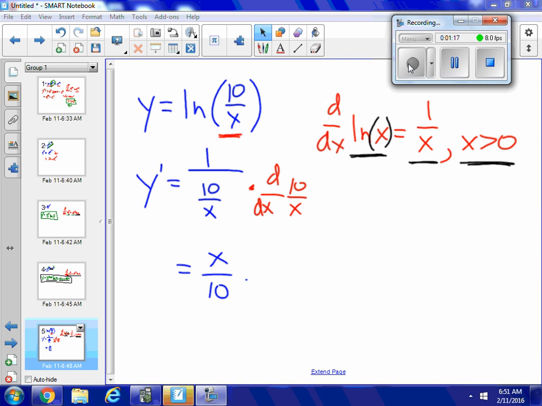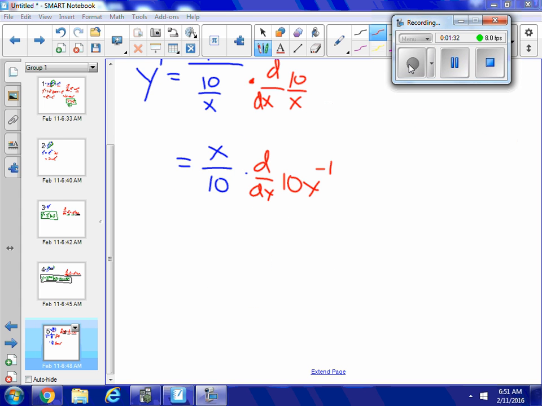Now, what's the derivative of 10 over x? Well, I could go ahead and try the quotient rule, but I'm just going to change it to the derivative of 10x to the minus 1. I think that's a little bit easier to work with. So I have x divided by 10, that's this piece right there. And the derivative of this, I'm going to use the power rule. I would have negative 1 times 10, so I'm going to carry the 10 through the derivative, x to the minus 2.